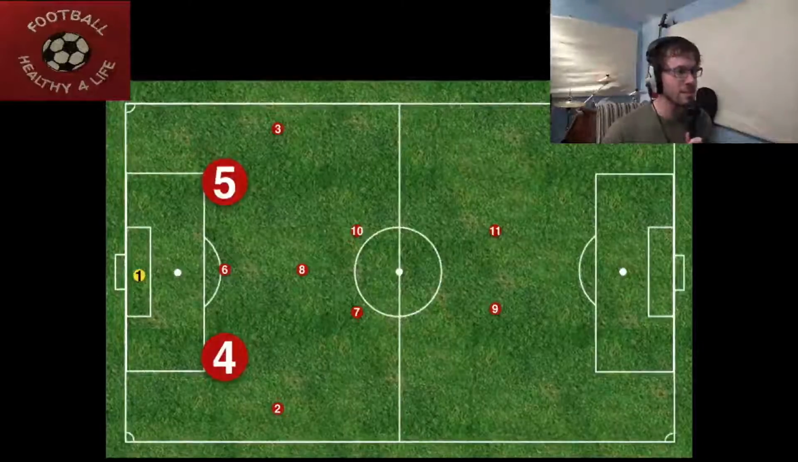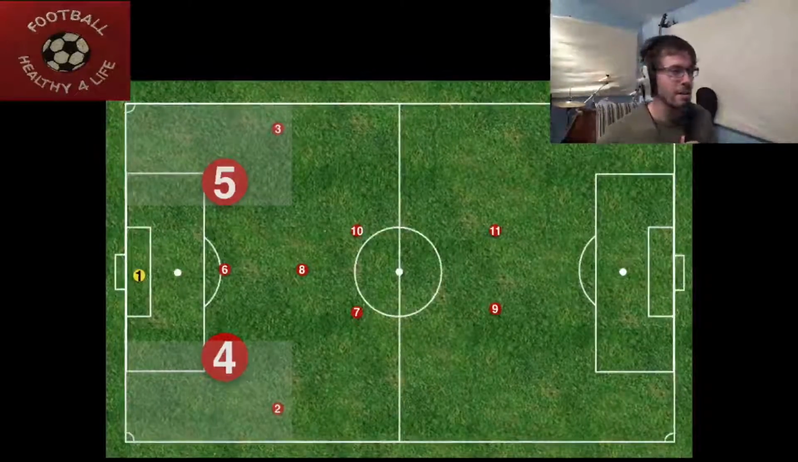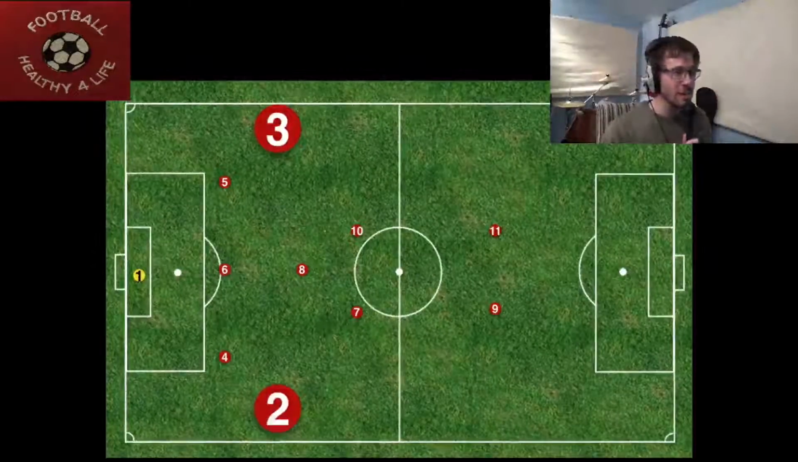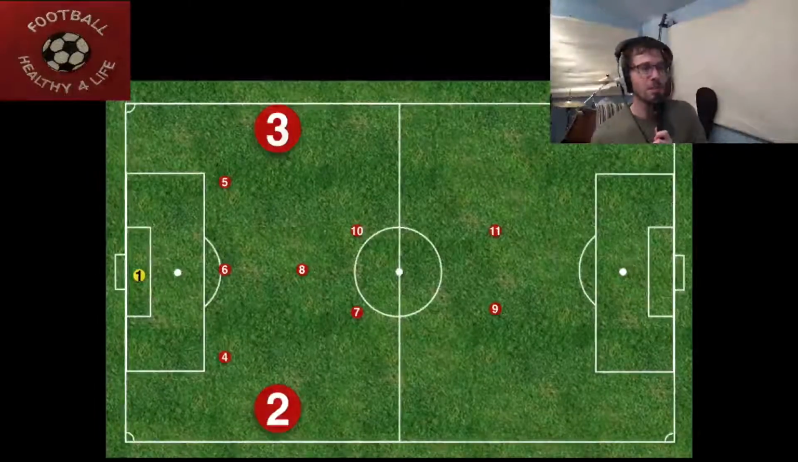Very important roles here, covering our goalkeeper. They need to be comfortable with moving out wider. 2 and 3, our wing backs, they need to be good defensively, they need to be intelligent with their movement, but they also need to be good going forwards.